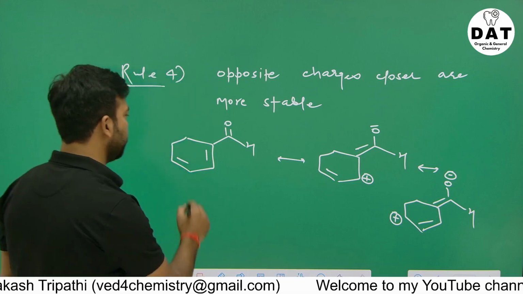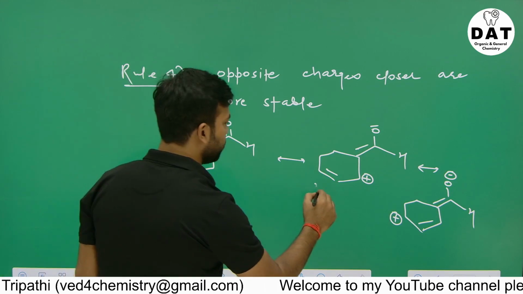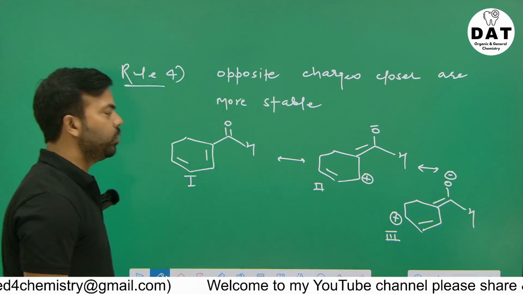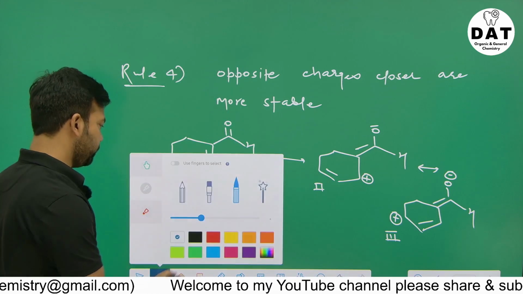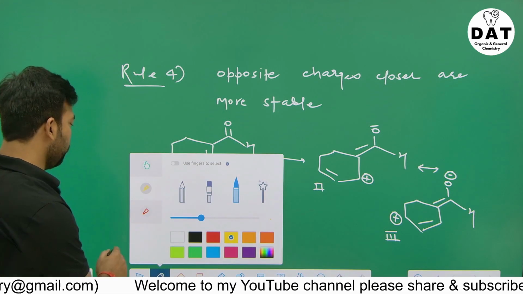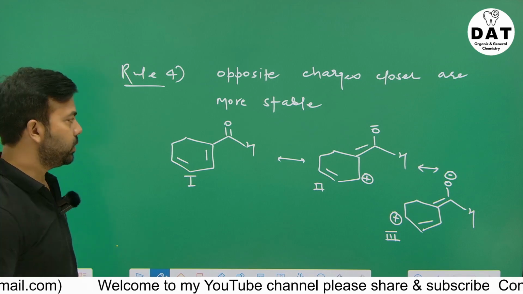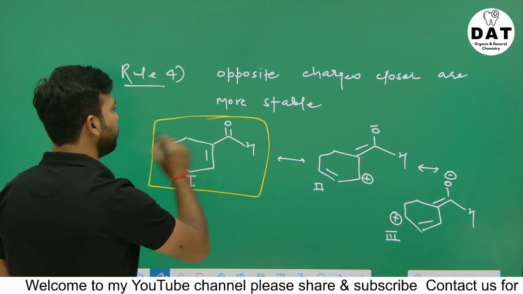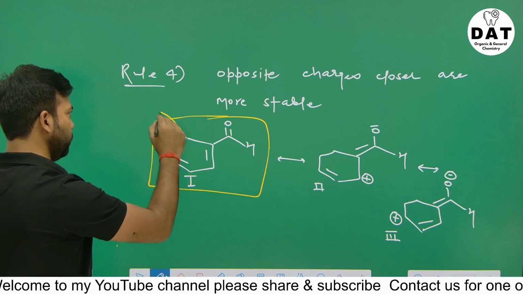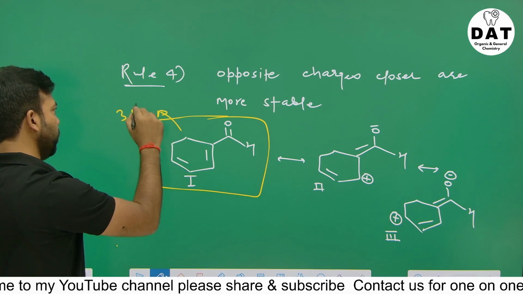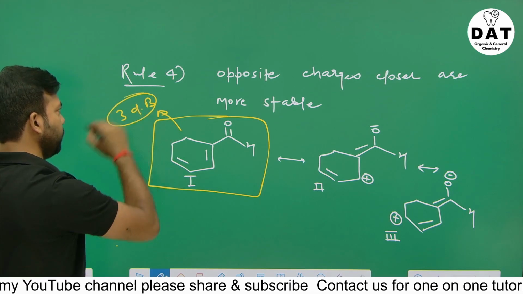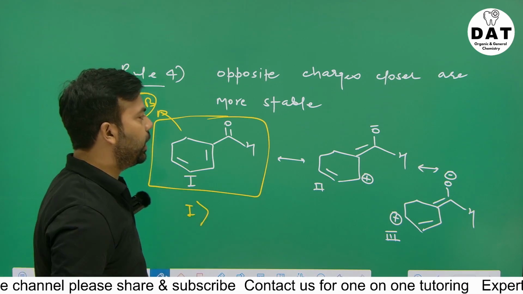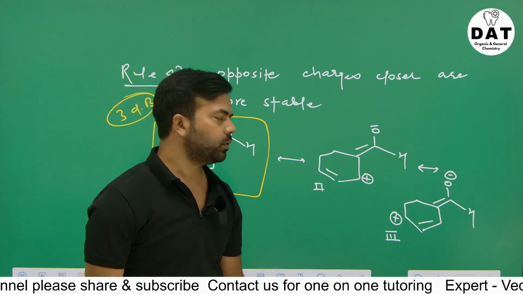So this is their structure first, this is structure second, and this is the third one. We have to apply each rule one by one. So what is rule 1? More the double bond, more will be stability. So you can see this one is most stable. Why? Because maximum number of double bonds. It has 3 double bonds. So first is most.